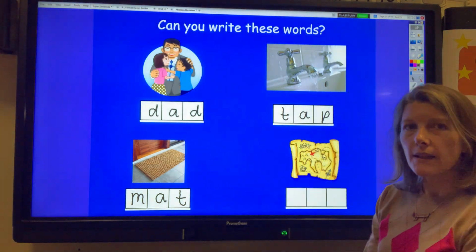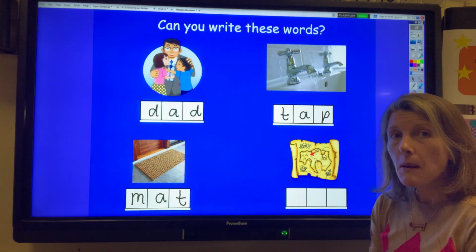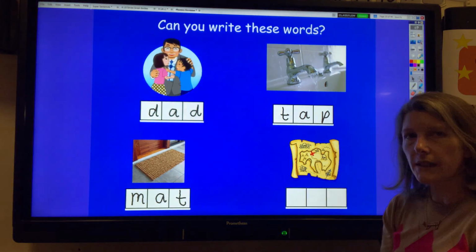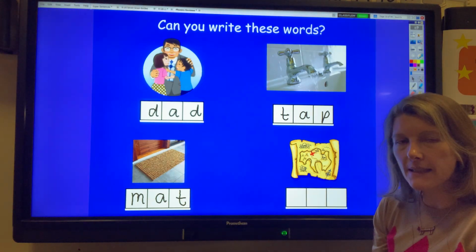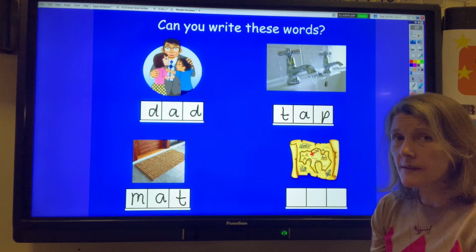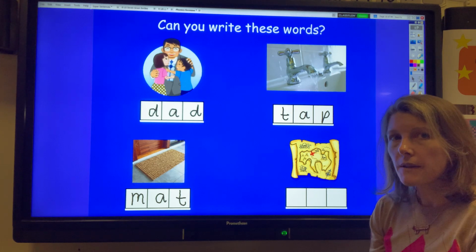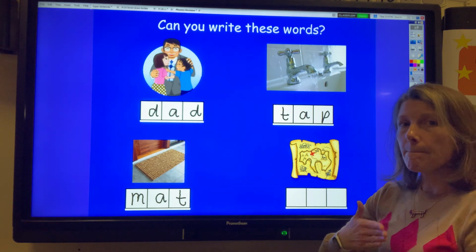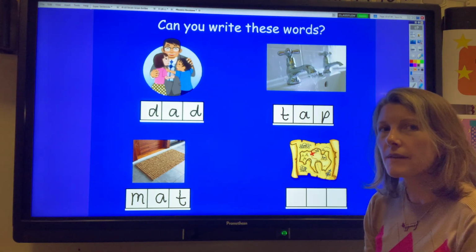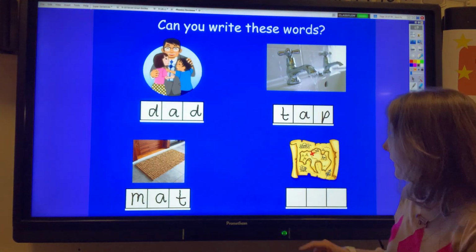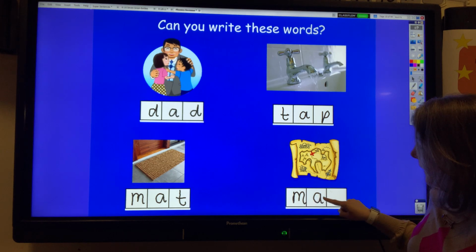Mat. And the last picture on here, the last thing we're going to do today is write the word map. Now this is a pirate's treasure map. So map sounds a little bit like mat, doesn't it? So I only think one of the sounds has changed, and it's the final sound. So map. It starts with m. What's that final sound? Map. That's right. P. Let's write that in. P.